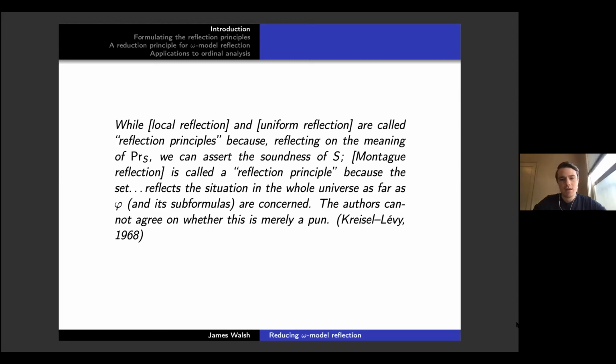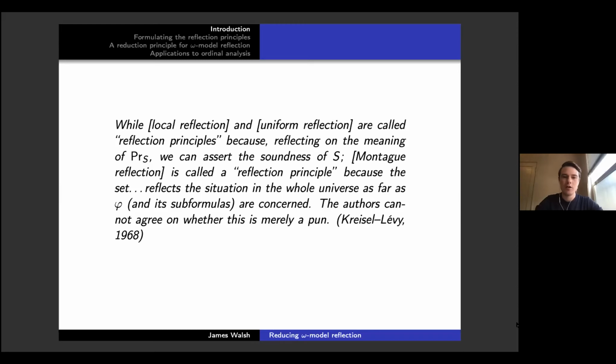Now I have an interesting quote from the paper of Kreisel and Levy. They wrote, while local reflection and uniform reflection are called reflection principles, because reflecting on the meaning of the provability predicate for S, we can assert the soundness of S, Montague reflection is called a reflection principle because the set reflects the situation in the whole universe, as far as phi and its subformulas are concerned.